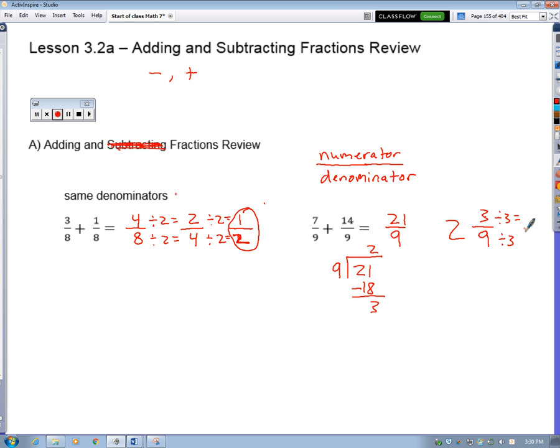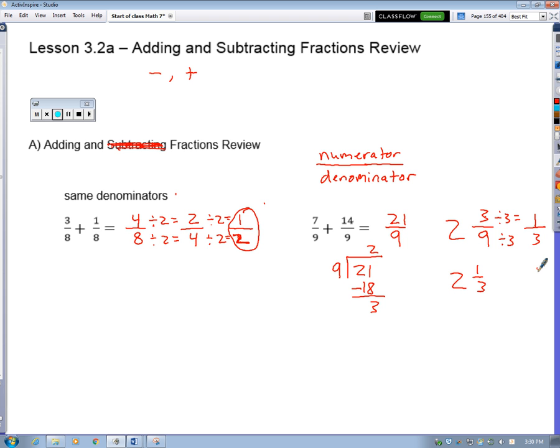Alright, you always got to check to see if you can divide them by something. 3 divided by 3 is 1. 9 divided by 3 is 3. So my simplified answer, I'll bring my 2 down here. Okay, and 2 and 1/3 after I divided 3/9 by 3.